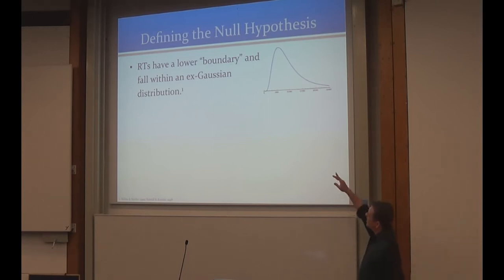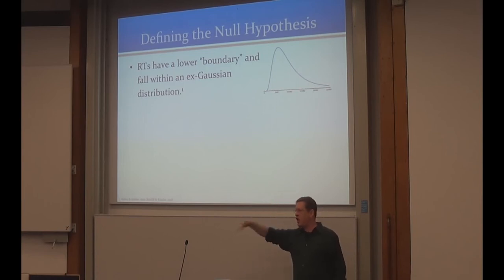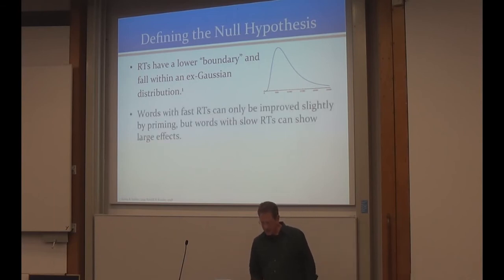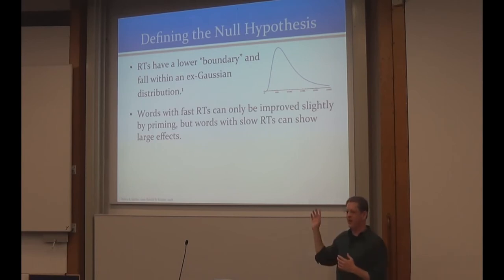As you know, RTs in psychological data are generally distributed by a roughly ex-Gaussian distribution, where there's a lower bound, you can't get any faster than a certain minimum, and then there's a modal response and then a long extended tail. What this means is that words that by nature generate fast RTs, so high frequency words, short words, concrete items, whatever it might be, if there's a word that generates a fast RT most of the time, then anything you do with that word can only have a small effect.